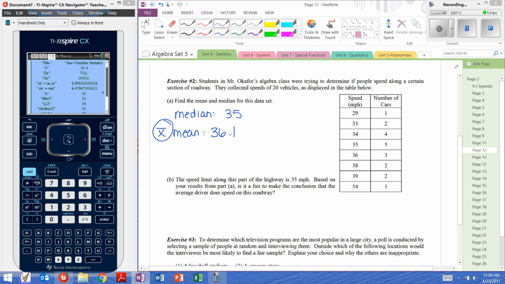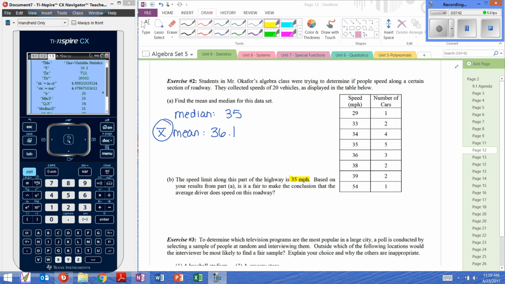Let's read on. So B says the speed limit is 35 miles per hour. Okay, so based on your results from part A, is it fair to make the conclusion that the average driver does speed on the roadway? All right, so the mean and the median are different. And basically what this question is asking us in an indirect way is which measure is better? What should we use, the mean or the median? Which better captures the data?